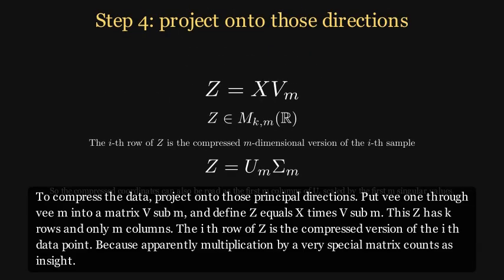To compress the data, project onto those principal directions. Put V1 through Vm into a matrix V sub m, and define Z equals X times V sub m. This Z has k rows and only m columns. The ith row of Z is the compressed version of the ith data point, because apparently multiplication by a very special matrix counts as insight.